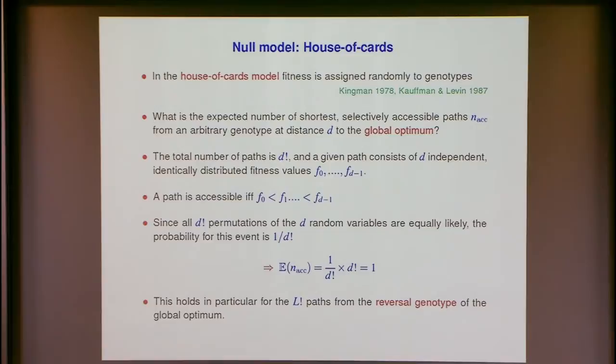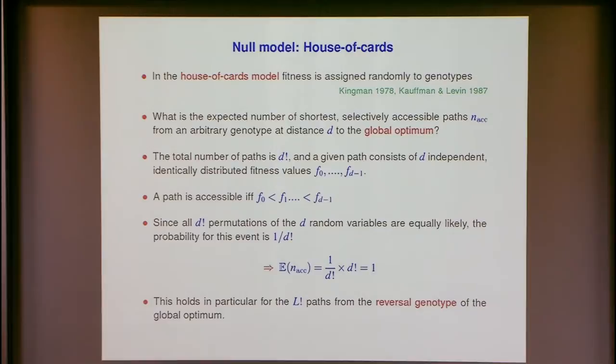The nice thing about the house of cards model is that you can do some stuff analytically. In particular, there's a simple combinatorial argument telling you something about the selectively accessible paths. Let's suppose I'm at a Hamming distance d from the global optimum in my landscape, and I want to know what is the expected number of direct selectively accessible paths. A direct path is one that approaches the maximum by one step with each mutation. Now, of course, the total number of such paths is d factorial, and along each of these paths you will encounter d fitness values. So f0 is the first one, d minus 1 is the one before the optimum, and then of course you have the optimum, which you know is already the global maximum.